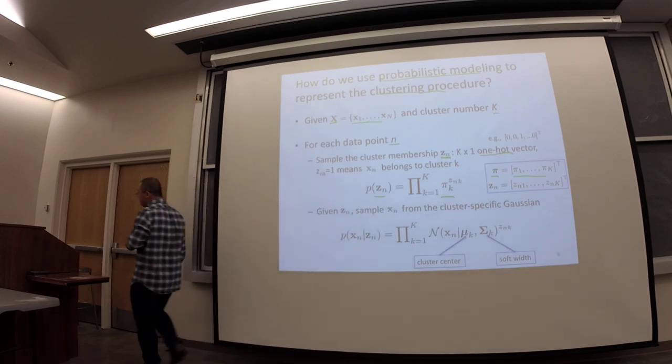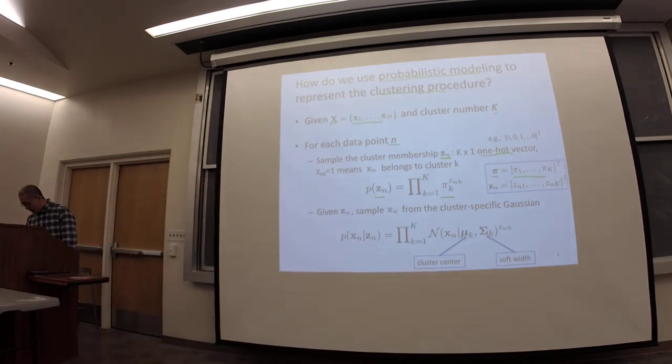And again, if we write down the specific form of Zn, you can see it's essentially a K-dimensional vector where each element is Zn1 to ZnK. But remember, this is a one-hot vector, meaning that only one element, some Znk, is 1, and all the other elements must be 0. So keep this in mind.